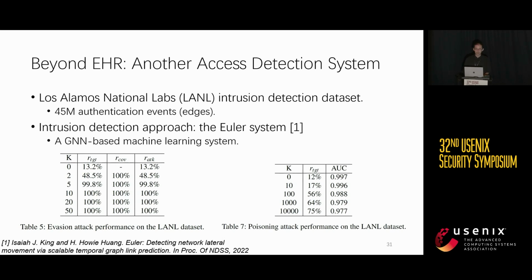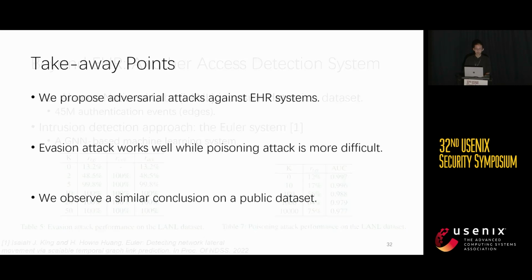The results show that we can observe a similar conclusion: the evasion attack is successful, but the poisoning attack is much more difficult. So we think this provides a way to reproduce our results on public data.